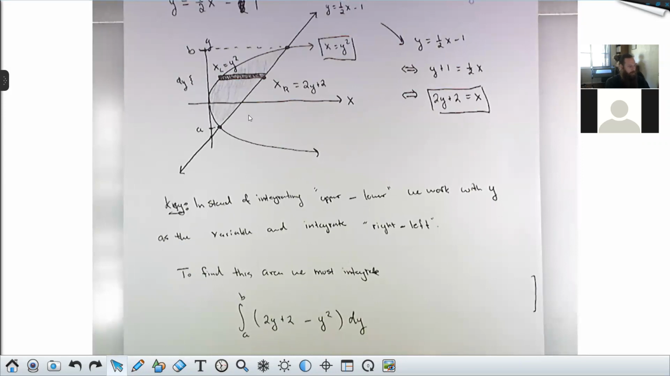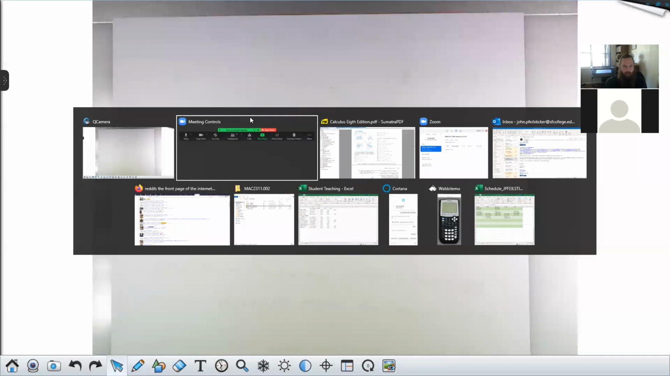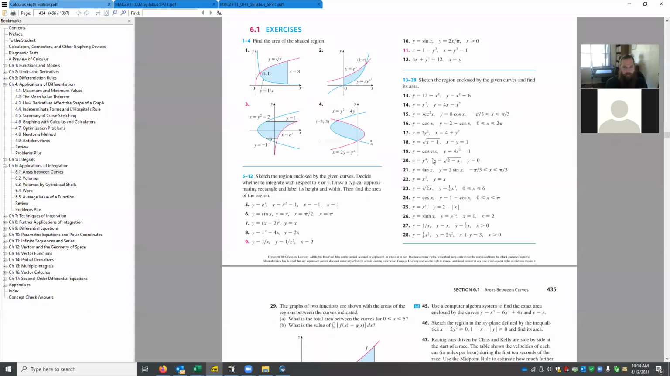Okay, let's try one more. This one I'll take from the book. We can go ahead and do number 4 here. Actually, let's do number 11, because in number 4, they give us the graph. Number 11, they don't give us the graph. That'll give us the practice. So we want to find the area bounded by the curves x equals 1 minus y squared and x equals y squared minus 1.